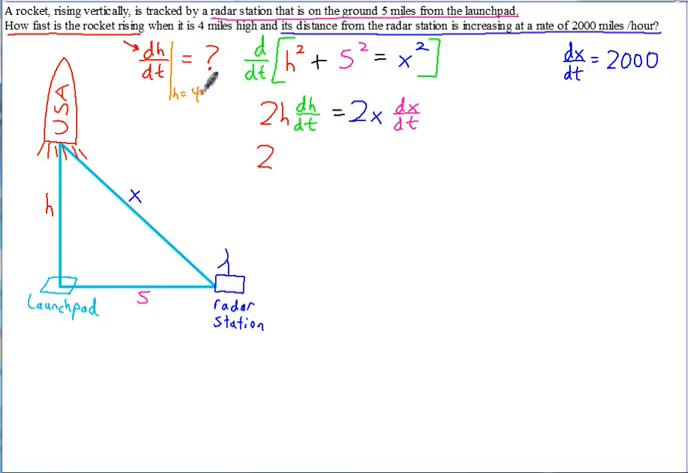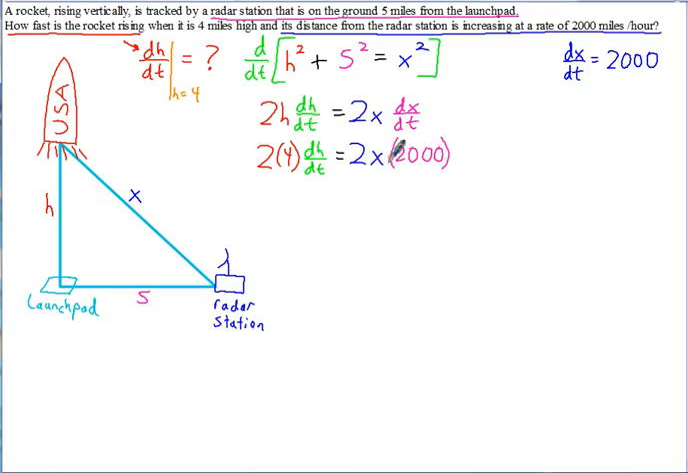So let's see, do we know h? Yes. Now we can plug in h's 4. dh dt, do we know that? No, that's what we're looking for, so we'll leave that dh dt equals 2. See, do we know what x is? No, we don't know what x is yet. And dx dt, though, we know is 2,000. So now you can see, well, is there anything else we need to know in order to solve for, in this case, dh dt? Looks like we have everything we need except we need to know what x is.